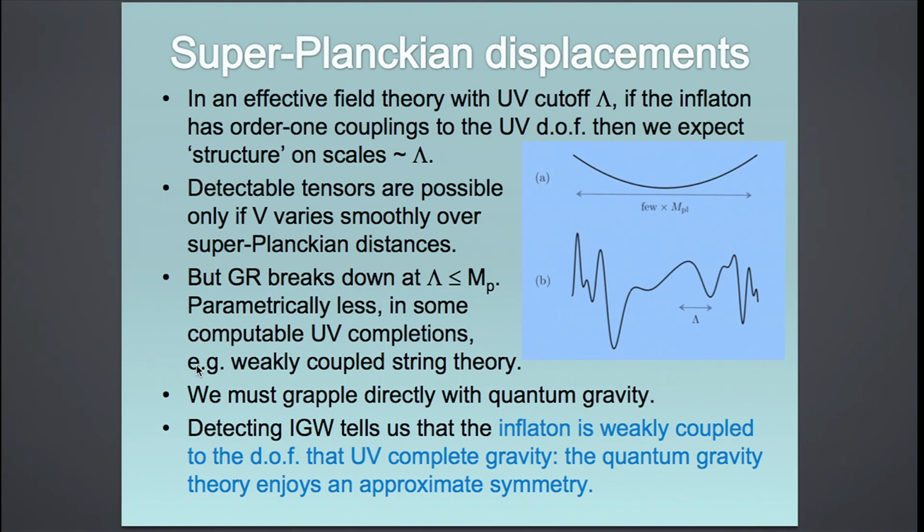It can break down a lot below the Planck scale if what you have is actually a parametrically controlled UV completion of gravity, like string theory at weak string coupling and large volume. Then you've got lots of states coming into your theory at masses that are parametrically below the Planck mass and introducing structure at distances that are parametrically less than Planck scale. So we have to actually grapple directly with the UV completion. And in a sense that I've hinted at already, and I'll make precise in the next couple of slides, detecting inflationary gravitational waves would tell us that the inflaton is weakly coupled to the degrees of freedom that UV complete gravity.